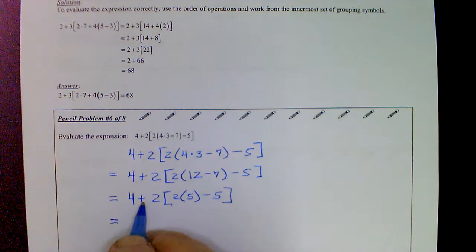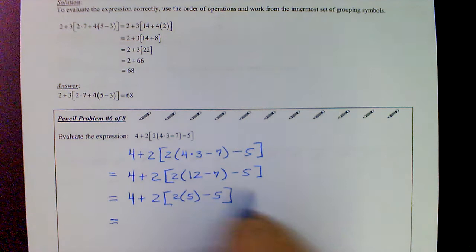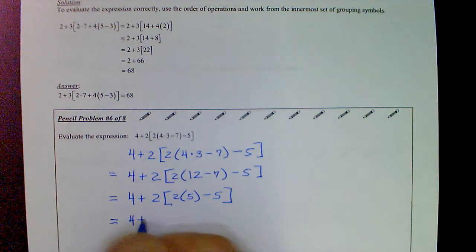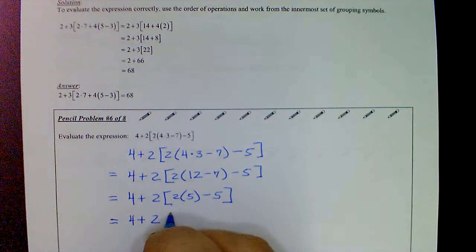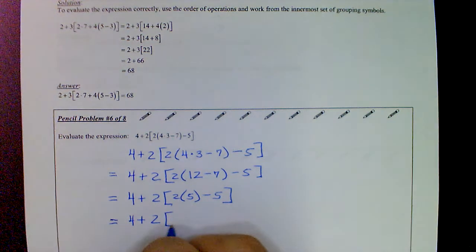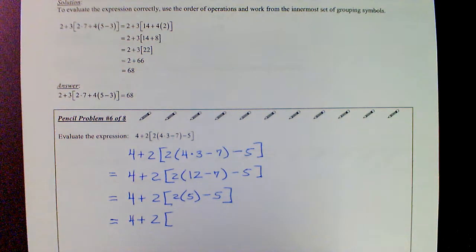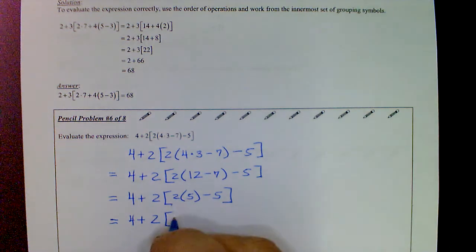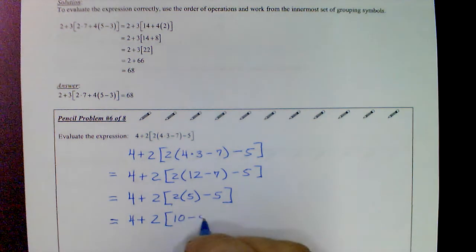The last thing we're going to do is add the 4 and whatever 2 times this whole thing is. So make sure you know, common mistake is to add the 4 and the 2. And that's not what we do. We continue to work in the brackets. 2 times 5 is 10. That's multiplication. It's understood.